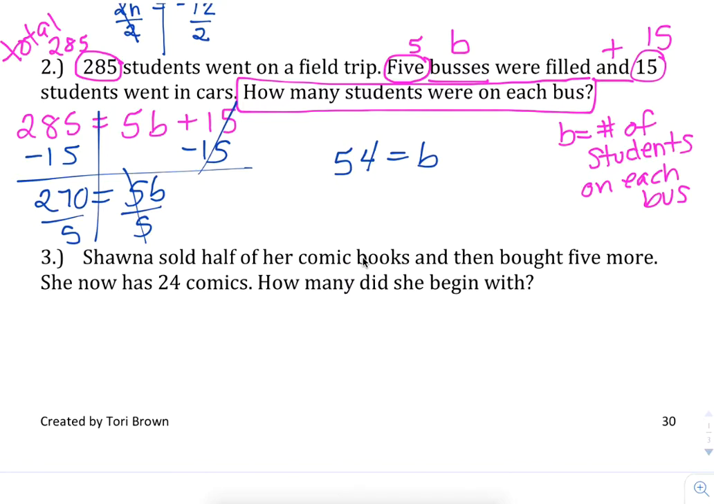We do have units on this one. B is the number of students on each bus. So my answer would be b equals 54 students. Good. Make sure you do not say 54 buses. That's not what it stands for. Okay? All right, if you need to pause it or write anything else down, go ahead and do that now. We're moving on to number 3.